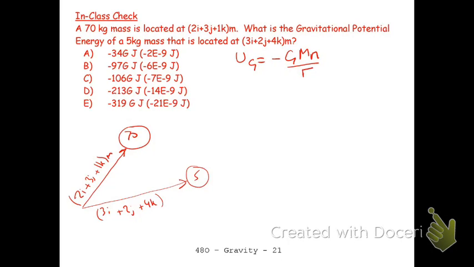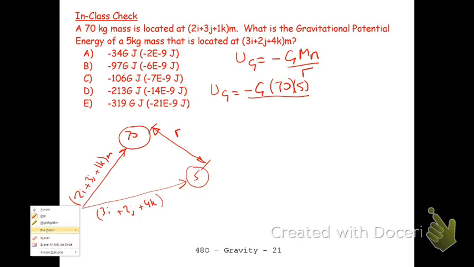So this is a bit interesting. My U_G is equal to minus G times 70 times 5 over that separation. But I don't have it. So this takes us back to a little bit of our vectors. I've got to somehow figure out how I'm going to find this separation.